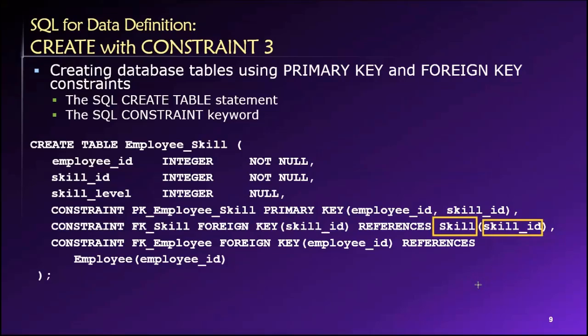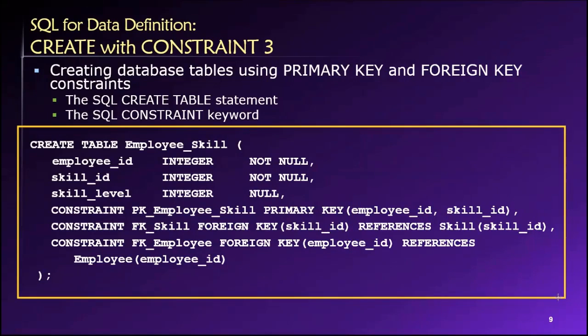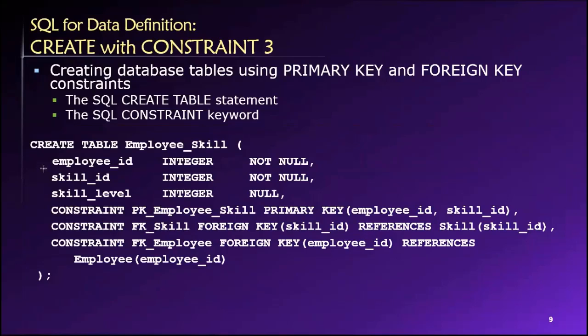Naturally, this means that this table must already exist. Right? I'm telling it to connect my new table, so I'm proposing here to create a new table called employee skill. And I want it to connect to the skill table by linking the skill ID in my new table to skill ID in the skill table. So this has to exist already in order for this to work. Otherwise, I'll get an error.